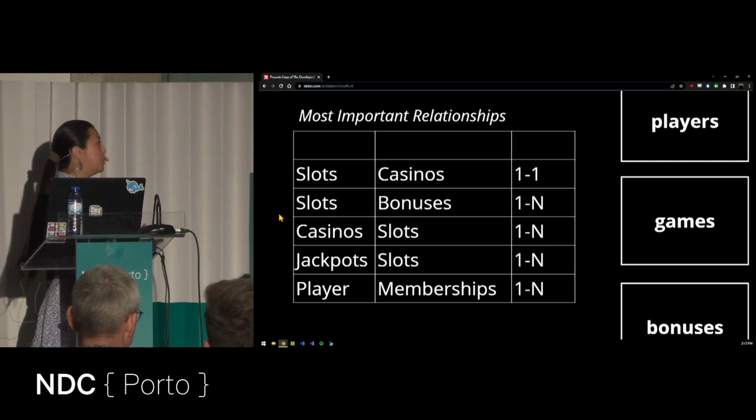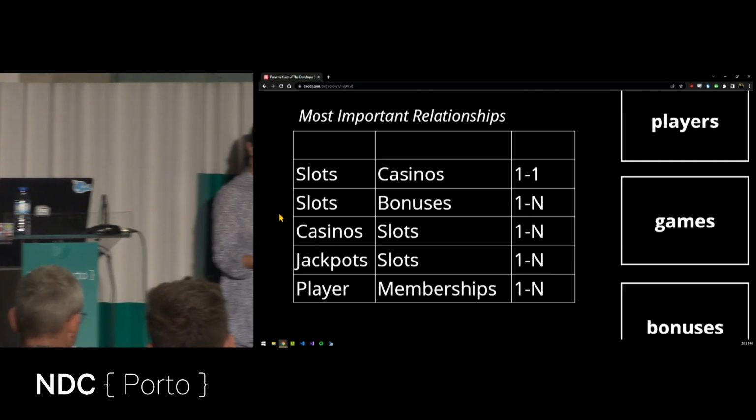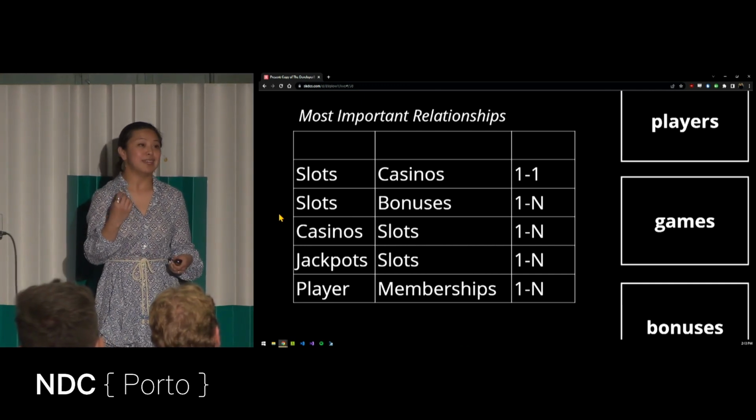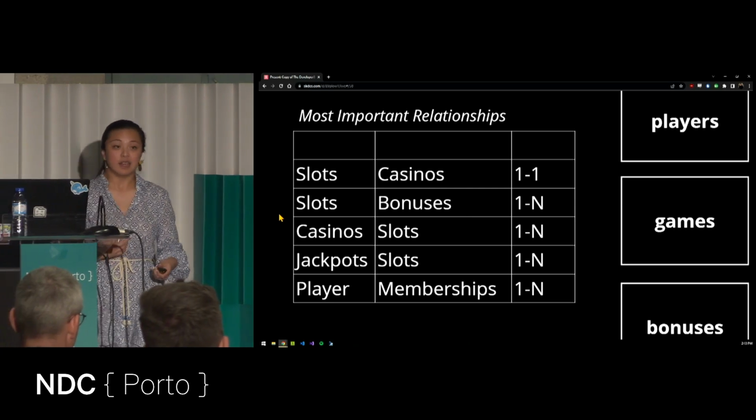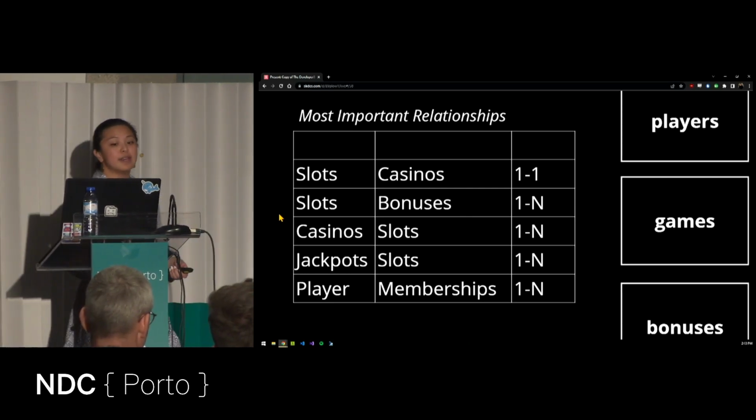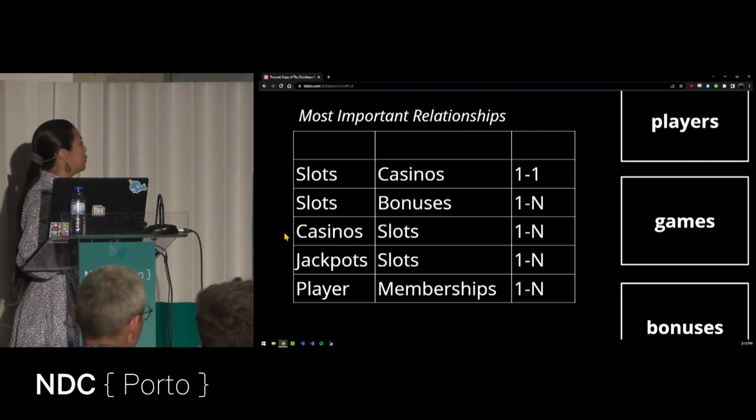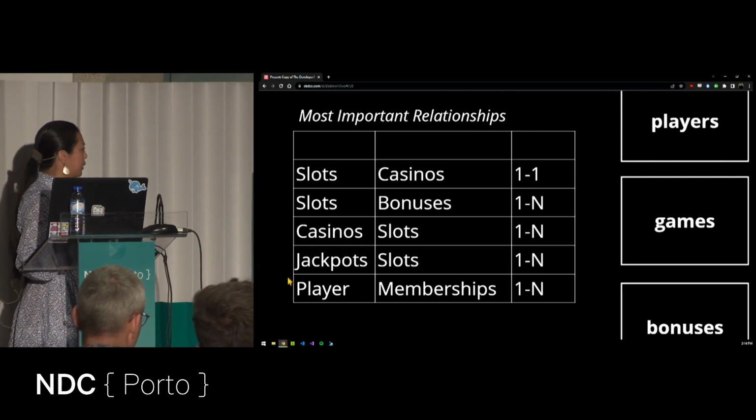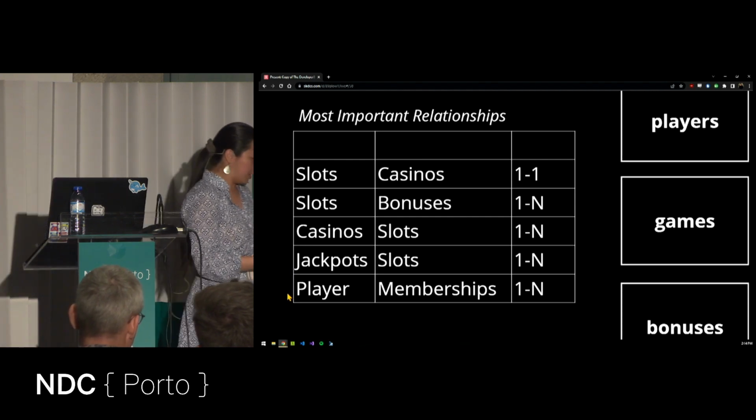We have slots and bonuses, which are one-to-many. One slot machine can have multiple different types of bonuses depending on the hour of the day, depending on the game that is selected that is going to be played, and depending on the win rates that are being set. We have casinos and slots, which are also one-to-many. We have jackpots and slots, and players and memberships. So a player can have multiple memberships.